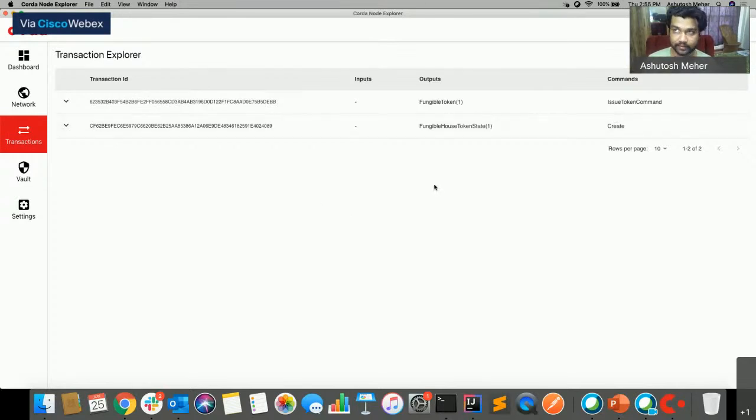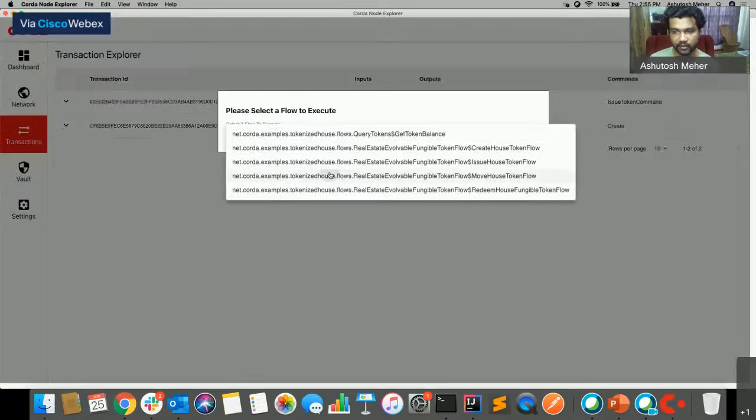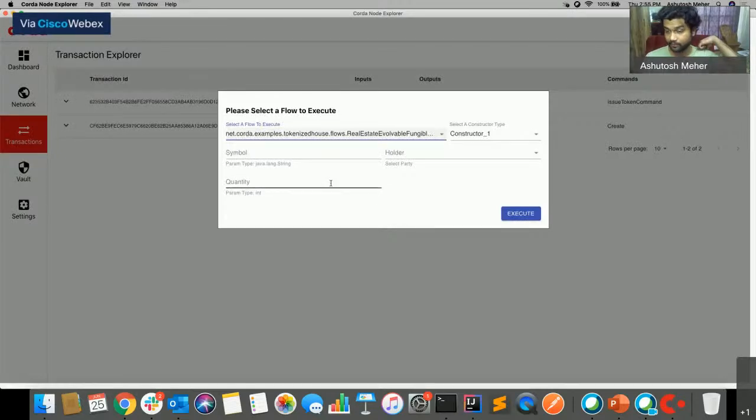It's time to try the move function. So I'm the buyer and I want to give some of the tokens that I hold to one of my friends. So that's where I have a friend node. For that I'll use the move fungible token flow. The symbol of the token, or the identifier, which I used is HSE, the holder will be friend, and I have 1000. Let me pass on 600 to him, which means I should hold 400 and he should be holding 600 after this transaction is done.